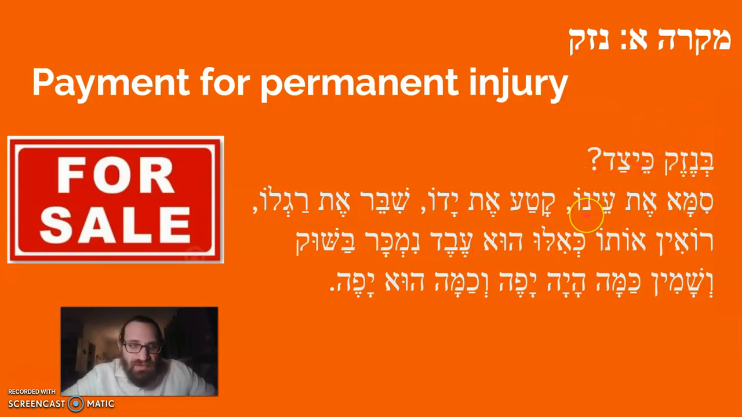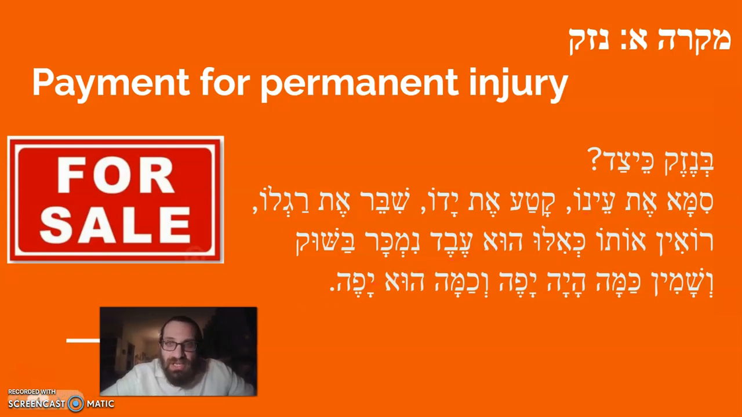So Sima et Einov, if somebody blinded someone's eye, right, they made a permanent injury, they blinded their eye, or they kata et yado, they cut off someone's hand. Shiba et raglo, they broke their leg. In those days, a broken leg was a permanent injury. They really couldn't heal it. Those are 3 options of permanent injury. Sima et eino is blinding someone's eye. Kata et yado, they cut their hand. Shiba et raglo, they broke their leg. 3 examples. Not necessarily the only examples, but 3 of them.